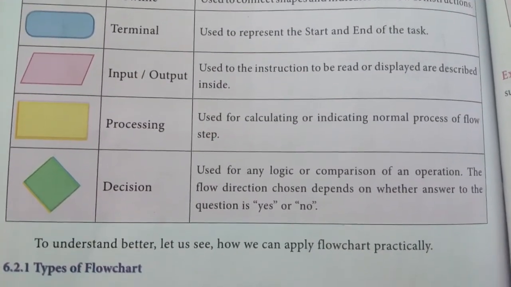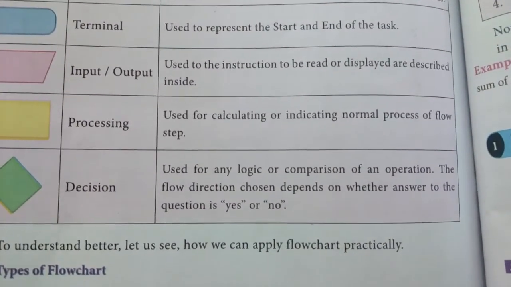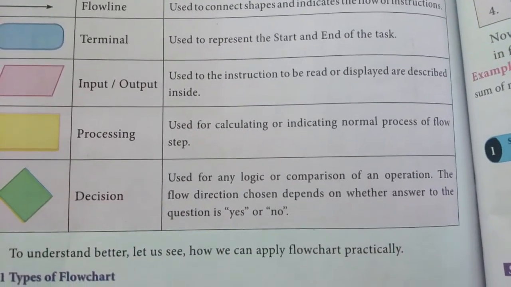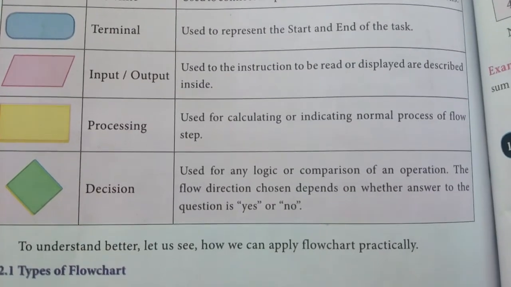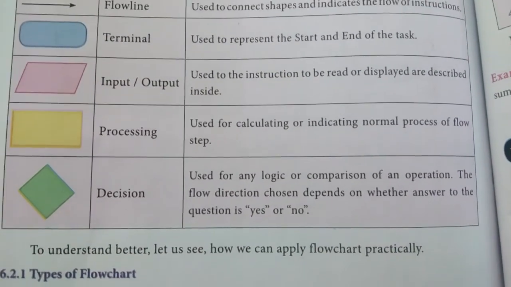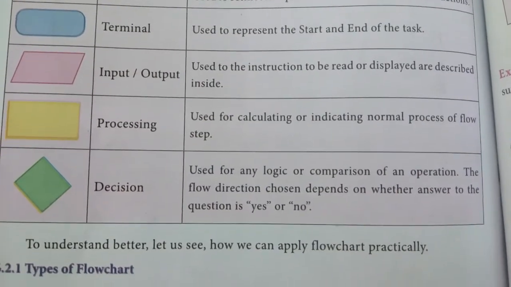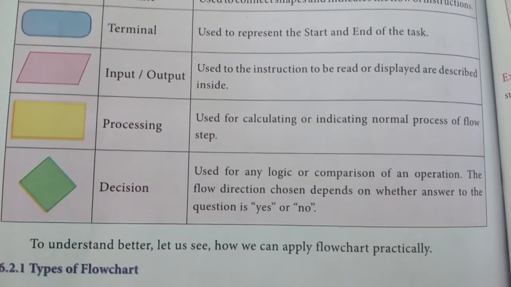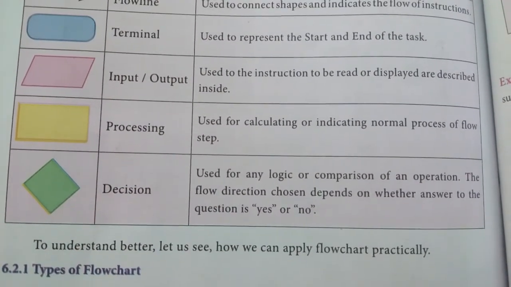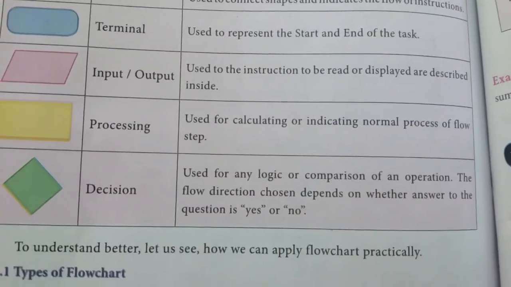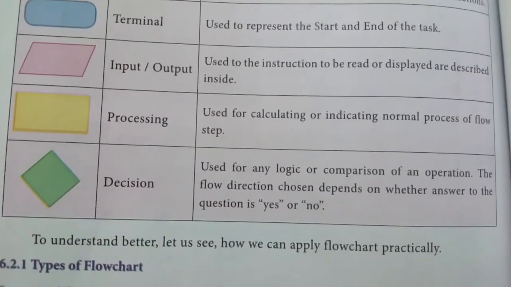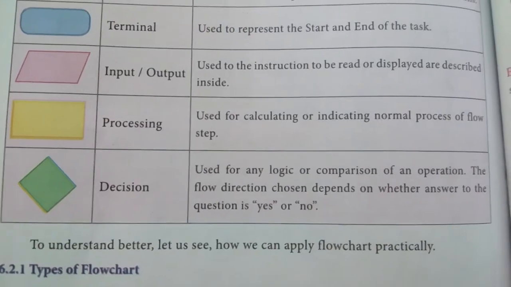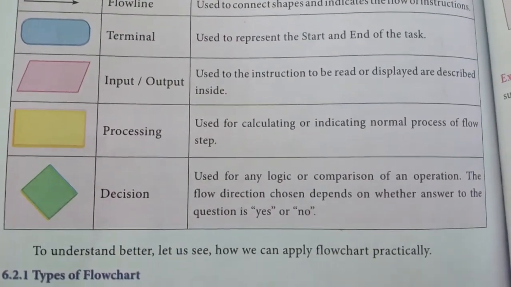Then the last one is decision. It is used for any logic or comparison of an operation. The flow direction chosen depends on whether the answer to the question is yes or no. This is decision making. If this is yes, then you can do this. If this is no, then you can do this. So we ourselves give the decision here. This shape denotes whether it is yes or no. If you have completed the question, then you can go and submit. If you have not completed the question, then you can go and check back your answers. So in that way we have a decision point, which we use to find out our given values.